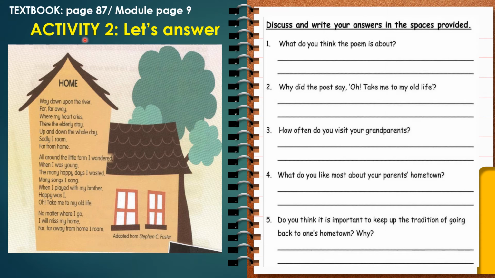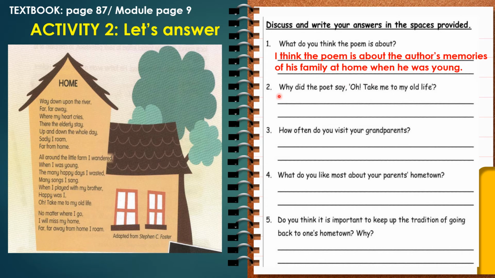Okay, now let's do activity 2. Answer the questions. You may refer to your textbook and your module. Number 1. What do you think the poem is about? We have discussed the meaning of each stanza: stanza number 1, stanza number 2, and stanza number 3. So I think the poem is about the author's memories of his family at home when he was young.